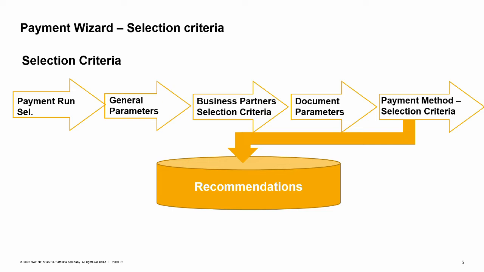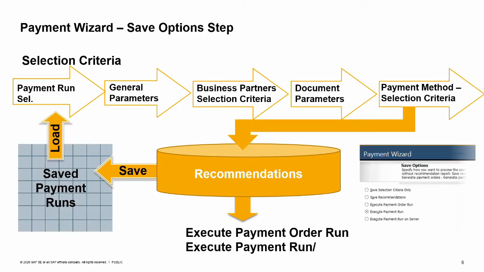The button Not Included Transactions creates a list of all open items that could not be included in the payment run. At the Save Options step, you can save the selection criteria without the recommendation report. This option does not reserve the selected open transactions for this payment run. You can still clear the transactions either using the incoming or outgoing payment documents or using a new payment run.